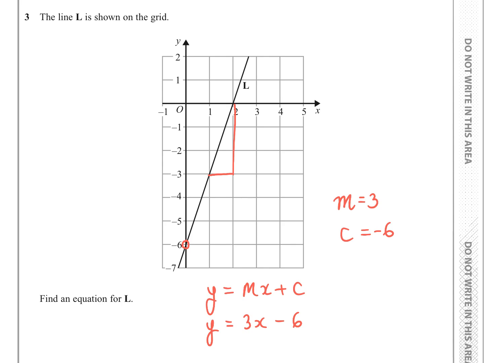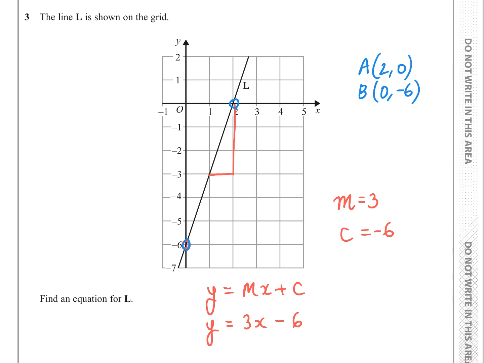Another way is you could find two coordinates that you know. So in this case we knew 2, 0. This one we knew as 0, -6.